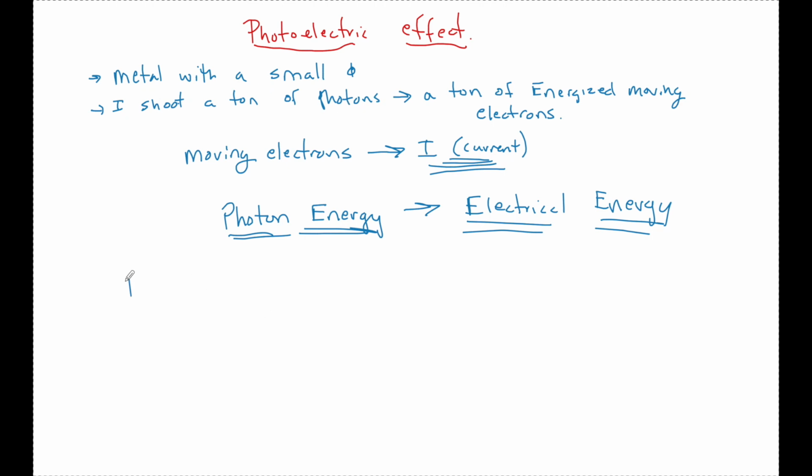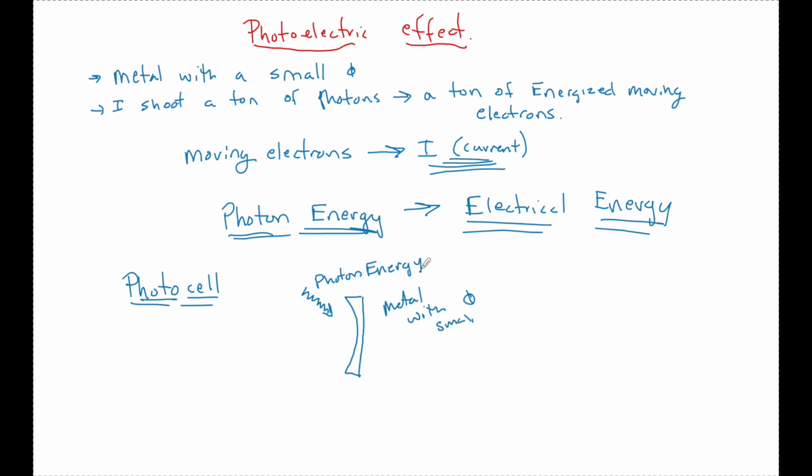There's something called a photocell. This is essentially going to be like the battery. A battery creates a potential difference, we learned, right? So if I have a metal with a small work function, and I shoot some photon energy at it, which is a fancy name for light, what's going to happen is when it strikes this metal, an electron is going to be ejected out of that metallic atom. Then over here, I have another plate.